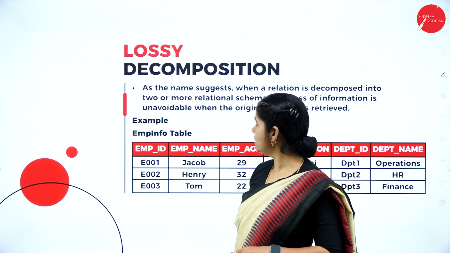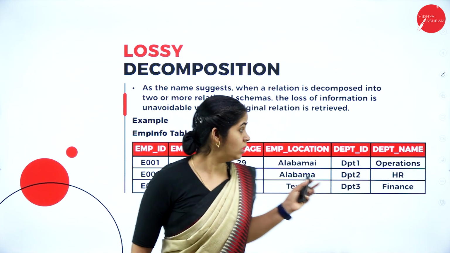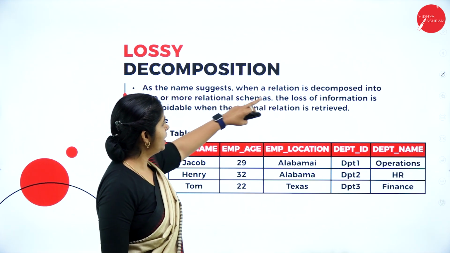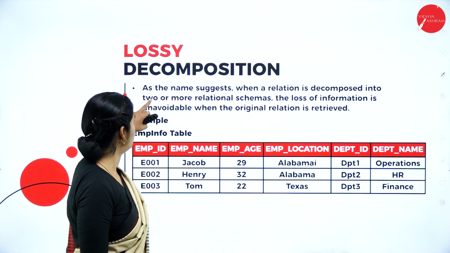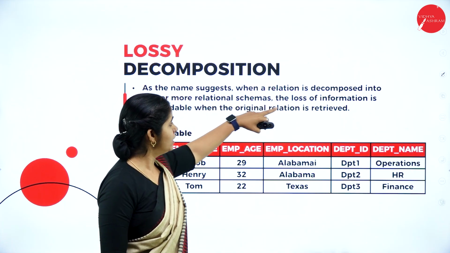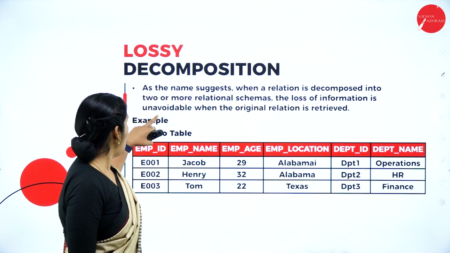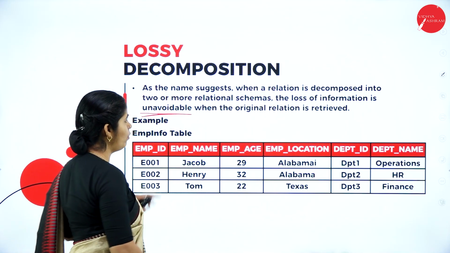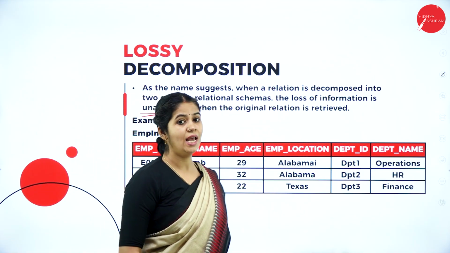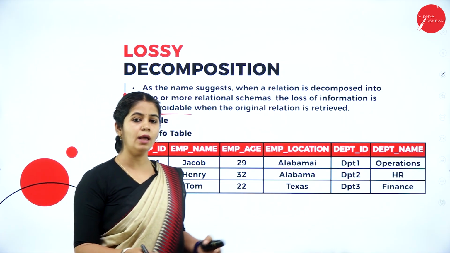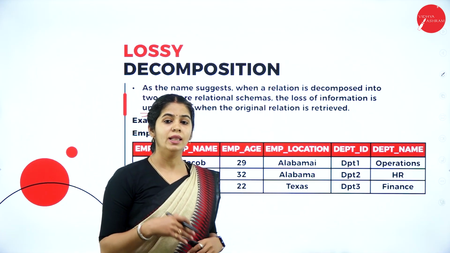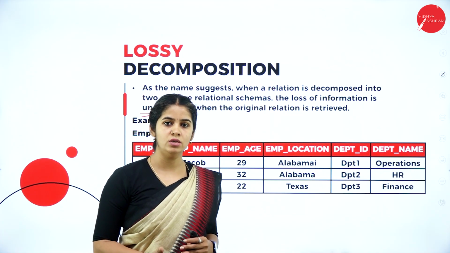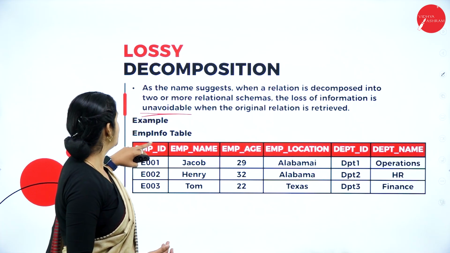Next, what is lossy decomposition? Here, as the name suggests, when a relation is decomposed into two or more relational schemas, the loss of information is unavoidable when the original relation is retrieved. When we are joining the two tables, there will be some loss of data. Such a type of decomposition is called lossy decomposition.